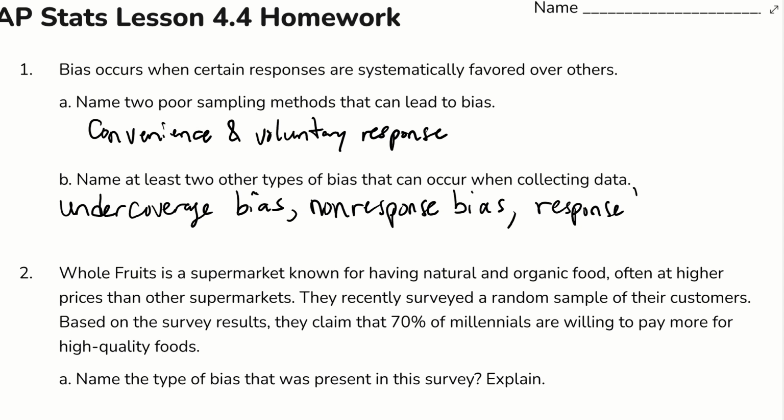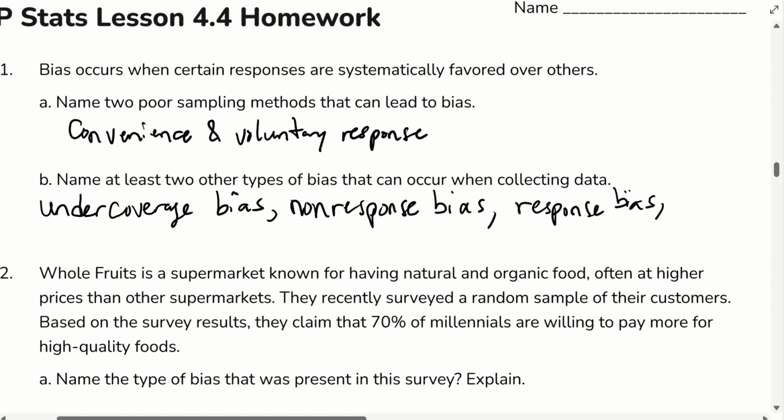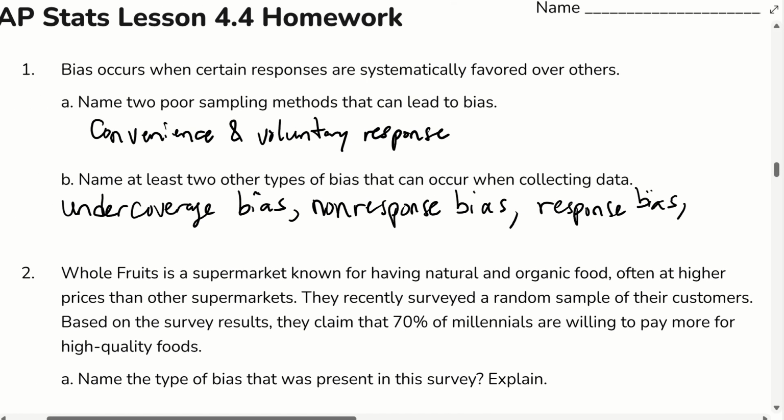Response bias, for example, the landline survey. You could have people responding to the questions, but maybe they respond inaccurately, either because of the way you worded the question or whatever. Or other things that could lead to response bias: they could lie in their responses and things like that, depending on the nature of the question. And then you can have something called question wording bias.